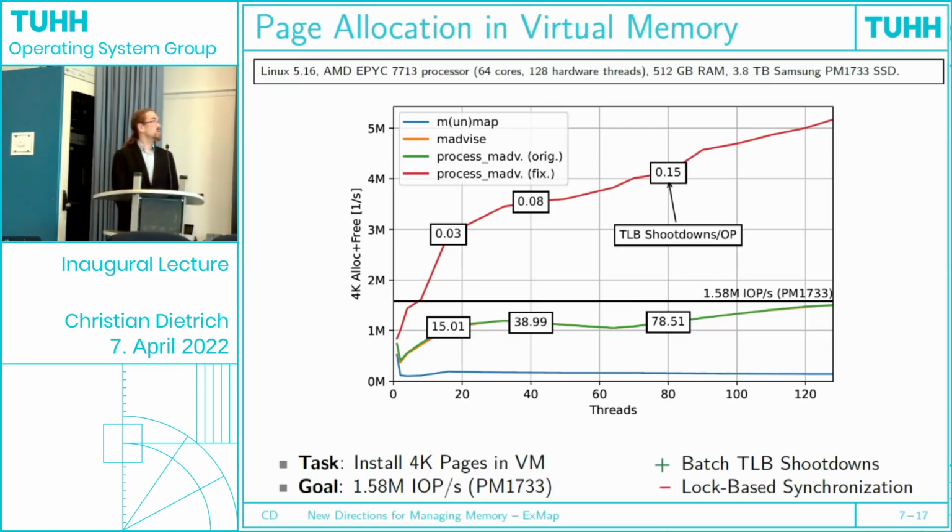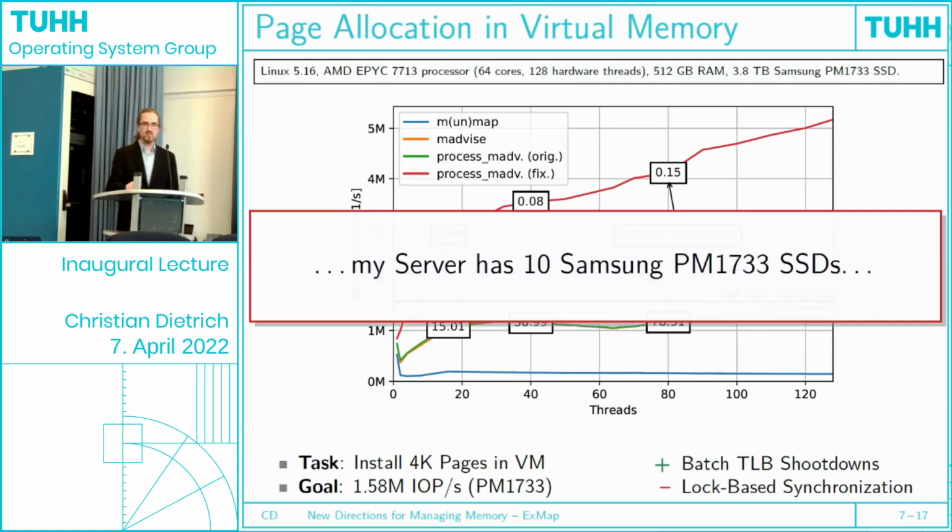I said one SSD, but really you can have multiple of those. There's no problem in installing 10 of those SSDs within your server. And then you're not at 1.5 million operations, but you have to service 15 million operations per second. And really, we can't saturate that with our fixed variant of Linux. So perhaps we need a better abstraction.